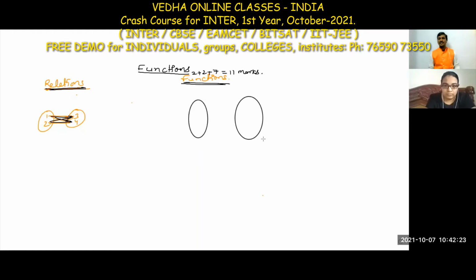Here I have the elements 1, 2, and here I have the elements 3, 4. I'm mapping 1 to 3 and 2 to 3. No problem, it is a function. We can leave any element in the second set, but if we leave any one element in the first set, it is not a function. Here two elements have one image, no problem. It is a function.